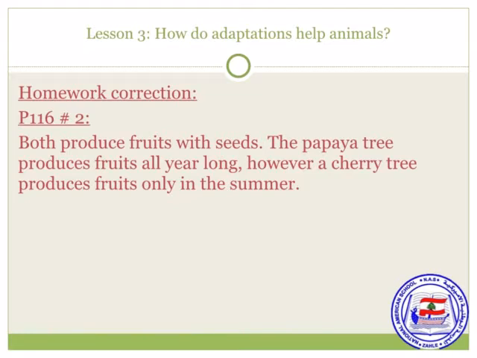Before we start explaining this new lesson, I need you to open your books on page 116, number 2, so we can correct the homework together. And I need you please to copy all of the answers in your books. The question is, compare and contrast the life cycles of a papaya tree and a cherry tree. So both are trees that give us fruits with seeds. However, the papaya tree produces fruits all year long, but the cherry tree produces fruits only in the summer.